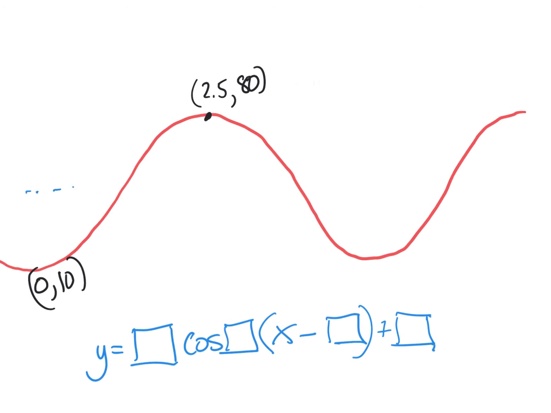This midline that runs right down the middle of your cosine graph, that would normally be 0. If this was a normal cosine graph, do you get that the line that runs down the middle would be at 0? But this one, the line down the middle is not at 0 because it's in the middle of 10 and 80. What line is in the middle between 10 and 80?